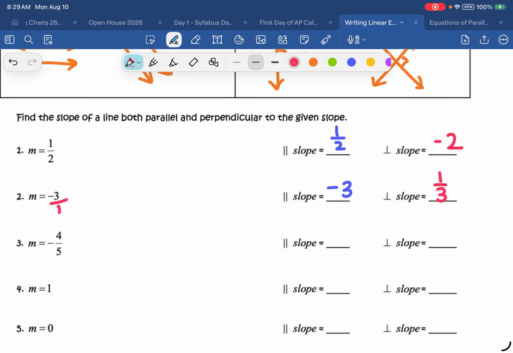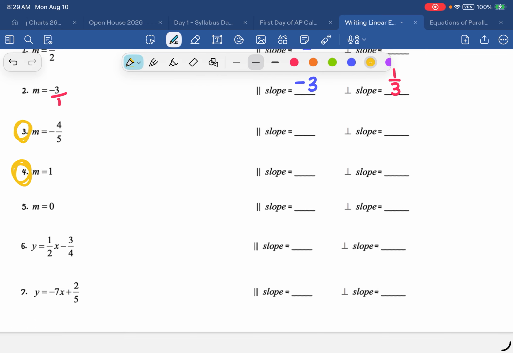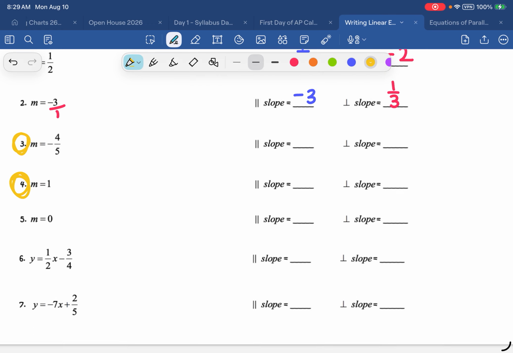All right, I want you guys to try numbers 3 and 4 on your own. And then let's talk about number 5 because that one's a little unique. Obviously, the parallel slope is easy because it's just the same as whatever it was initially, so that's 0. But for the perpendicular slope here, if we put 0/1, like you can do to make things fractions, right? You can just put it over 1, and then we flip it, we get 1/0.